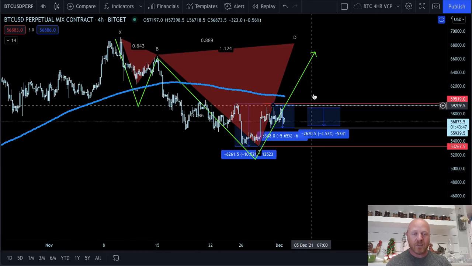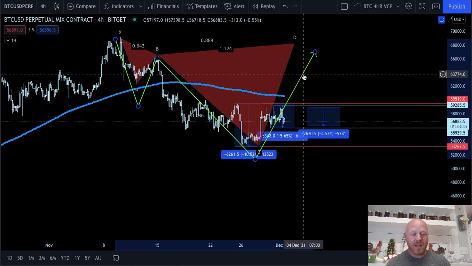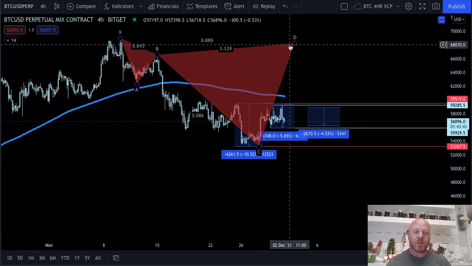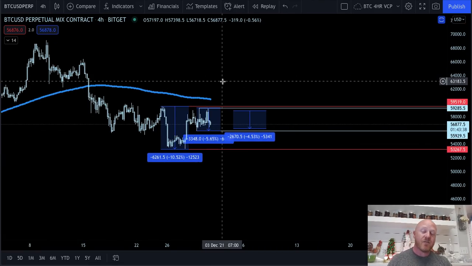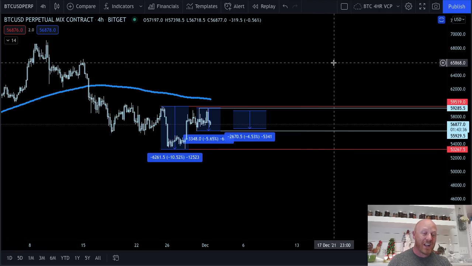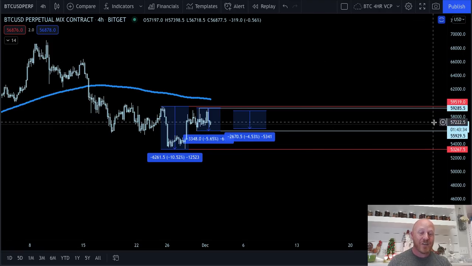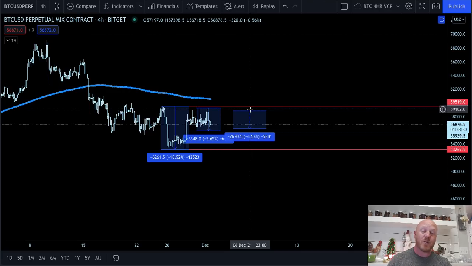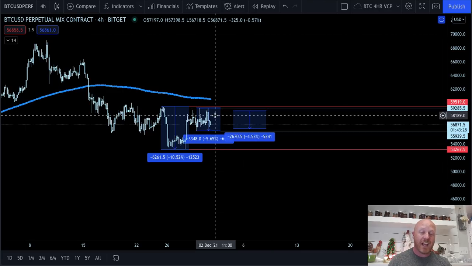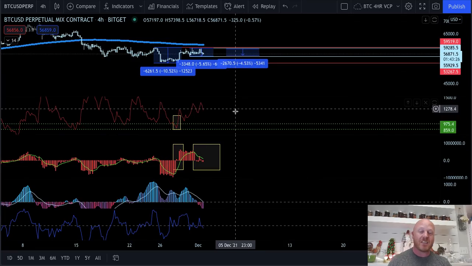So this pattern, this volatility contraction pattern, has the ability to launch us up to potentially 68K. Very, very good trade, especially considering we're trading under 57K. That is a huge move, my friends. And if you're in our room, you'll get the trade signals when this happens. There's some key things we need to watch happen.